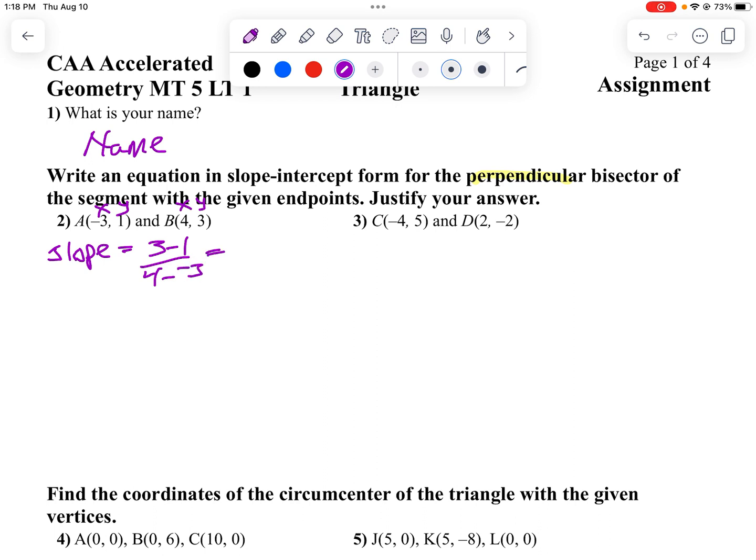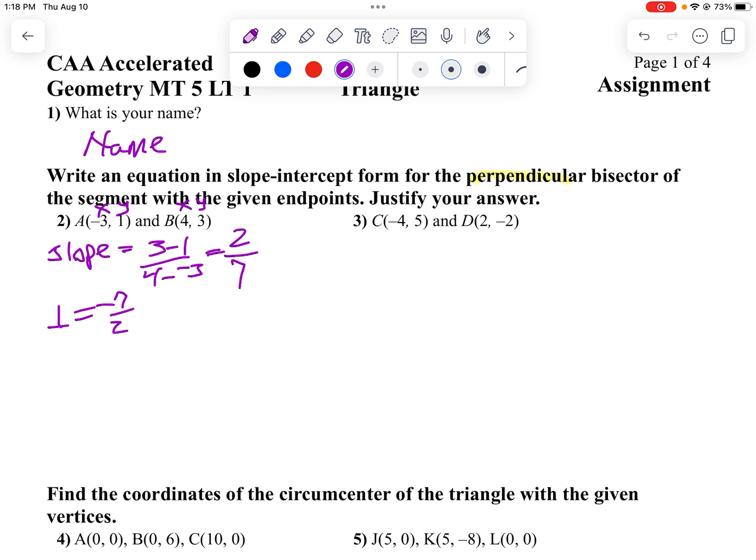So 3 minus 1 is 2. 4 plus 3 is 7. Let me redo that. I don't like how that turned out. I'm using the updated version, so I don't know where my redo button is. Let me just erase this. I missed my redo button. Okay. So I know my perpendicular line is going to have a slope of negative 7 over 2.